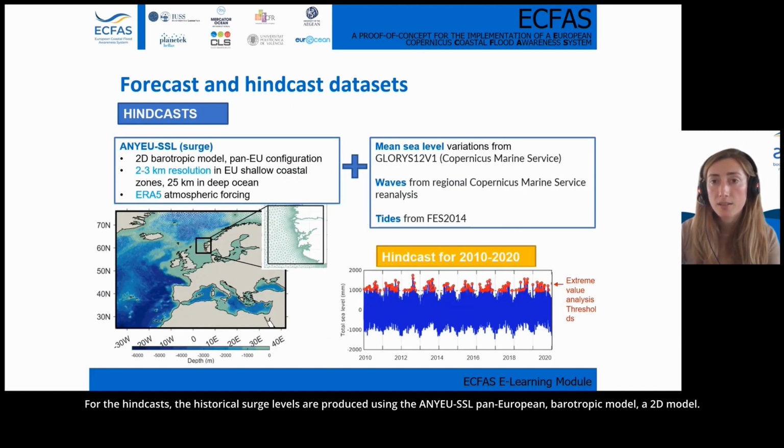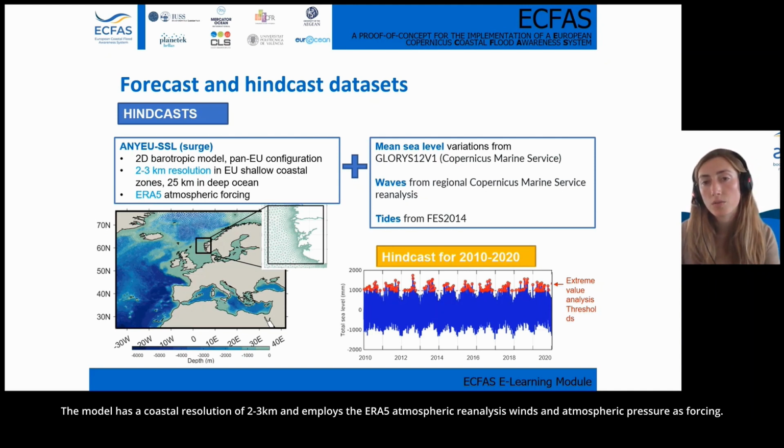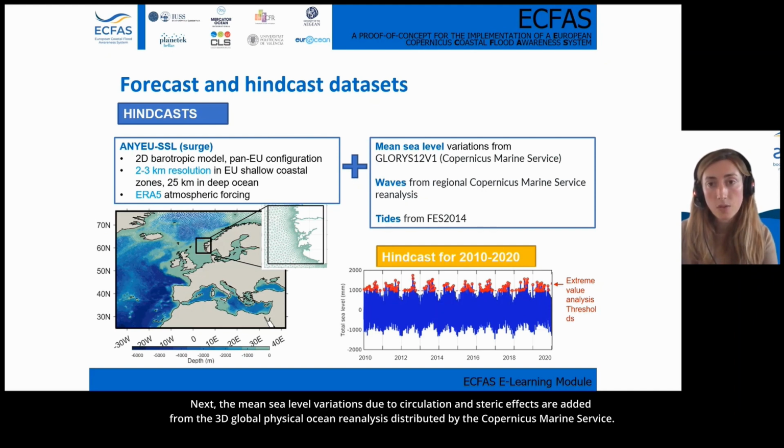Now, for the hindcasts, the historical surge levels are produced using the NEU SSL Pan-European Barotropic model. So this is a 2D model. The model has a coastal resolution of 2 to 3 kilometers and employs the ERA5 atmospheric reanalysis winds and pressure as forcing. Next, the mean sea level variations due to circulation and steric effects are added from the three-dimensional global physical ocean reanalysis product distributed by the Copernicus Marine Service.